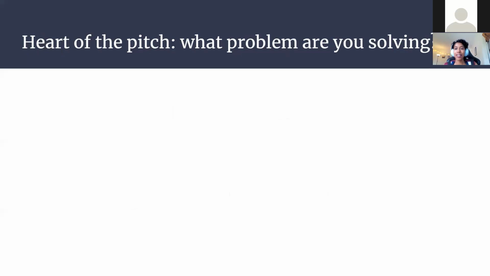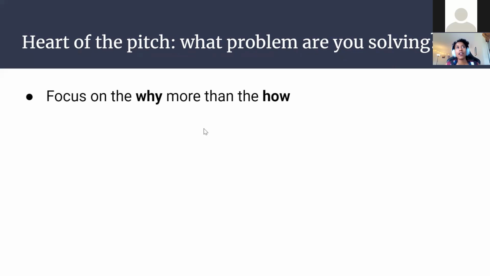So let's dive right into the heart of the pitch. And so the most important takeaway from this workshop that I hope you will all remember and keep in mind for when you're pitching your research is you really want to convey what problem you are really trying to solve in your research.